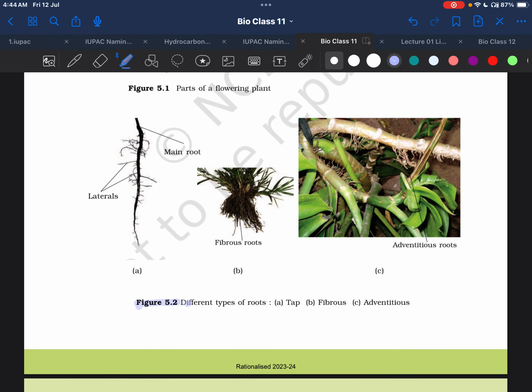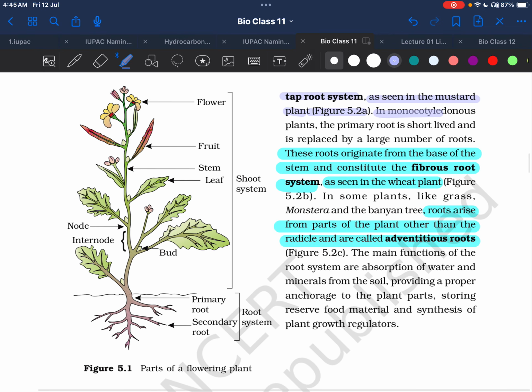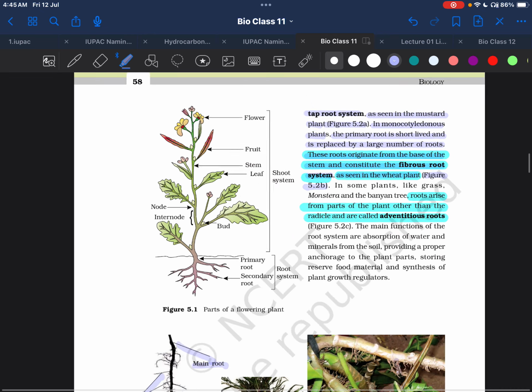Figure 5.2: Different types of roots. A. Taproot. B. Fibrous roots. C. Adventitious roots. In monocotyledonous plants, the primary root is short-lived and is replaced by a large number of roots. These roots originate from the base of the stem and constitute the fibrous root system, as seen in the wheat plant. Figure 5.2b.